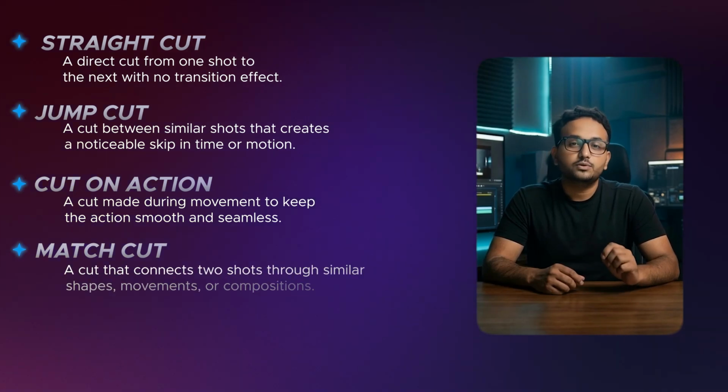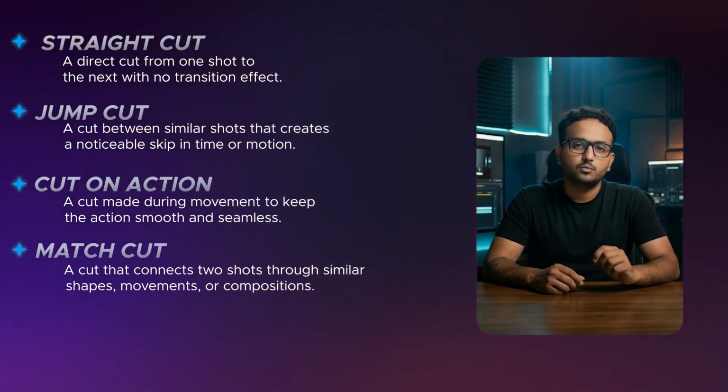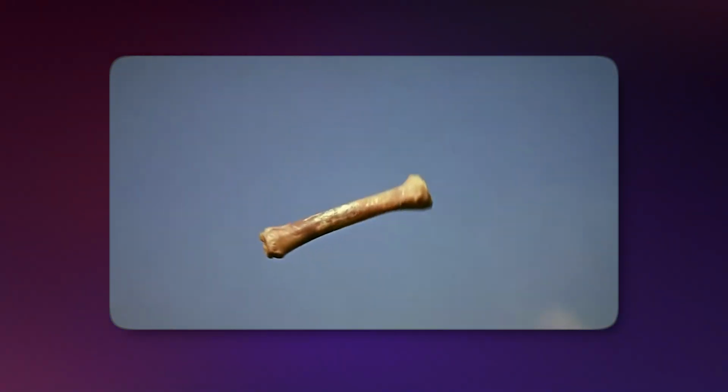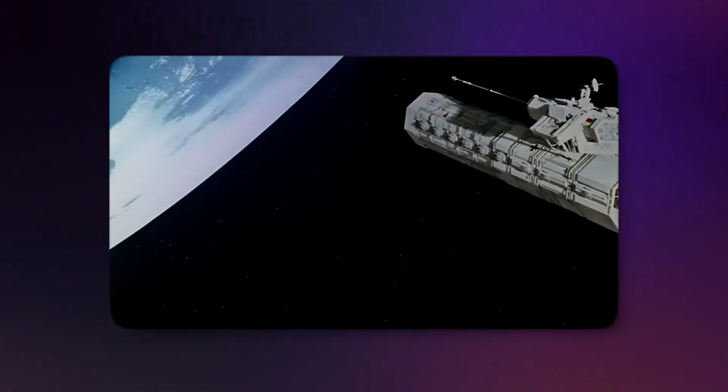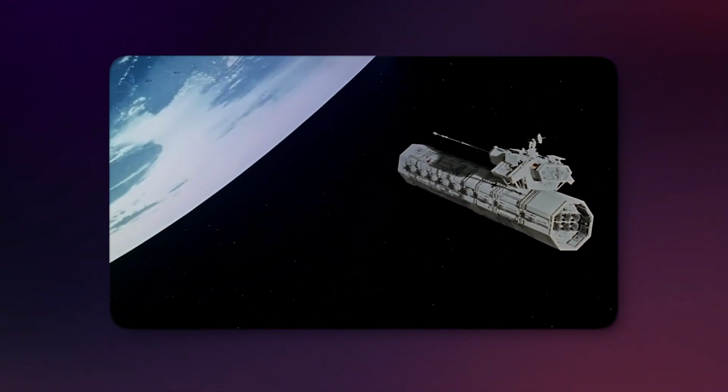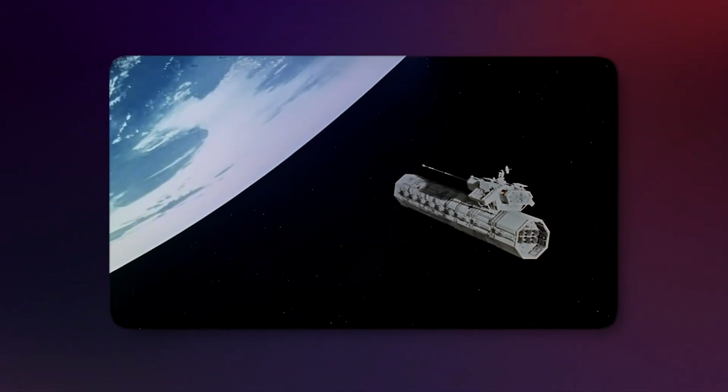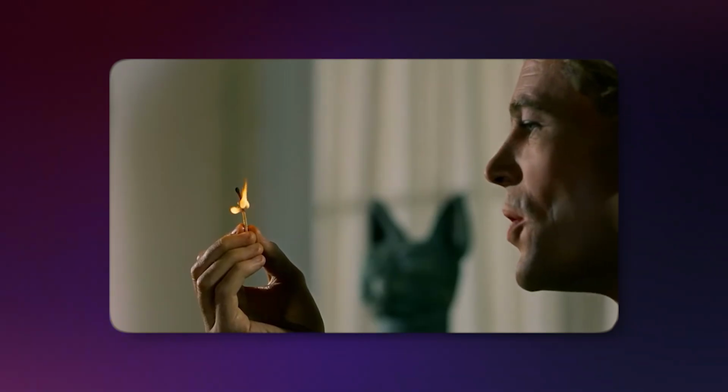Match cut. Cutting between two shots that share a visual similarity in shape, color, or movement. The classic example, the bone thrown in the air in 2001: A Space Odyssey cutting straight to a spaceship. Nothing alike on paper, but the visual rhyme tells a whole story in one cut. This is one of the highest level editing techniques. When it lands, it feels like poetry.